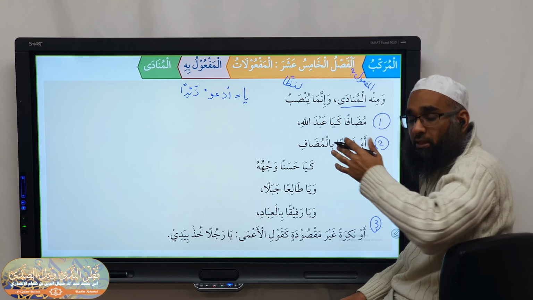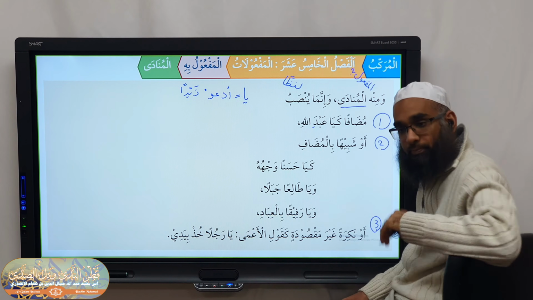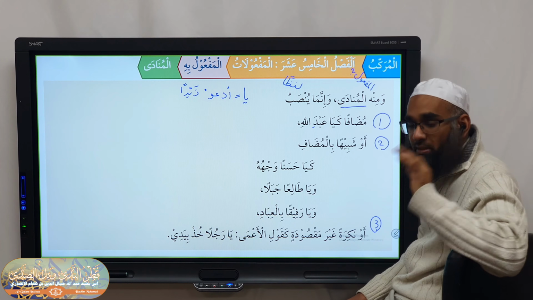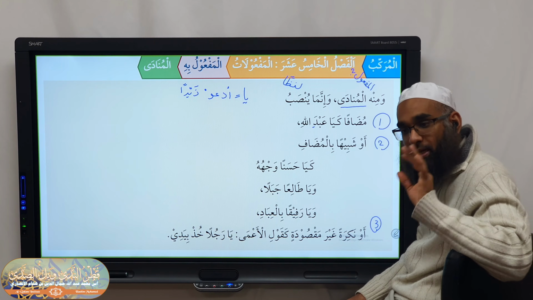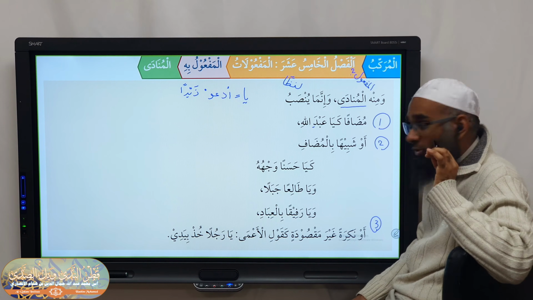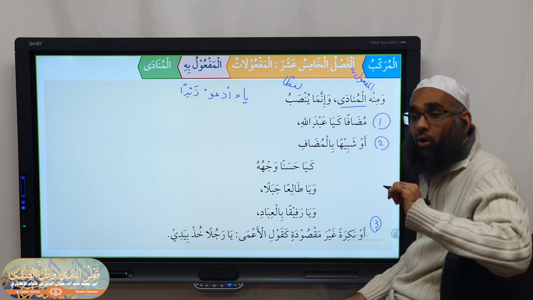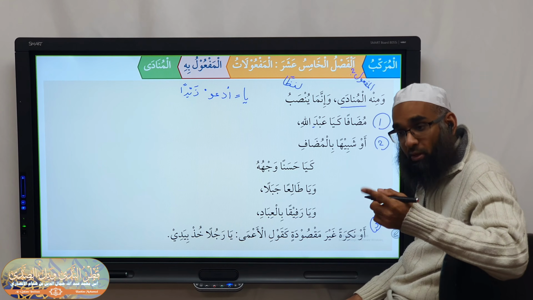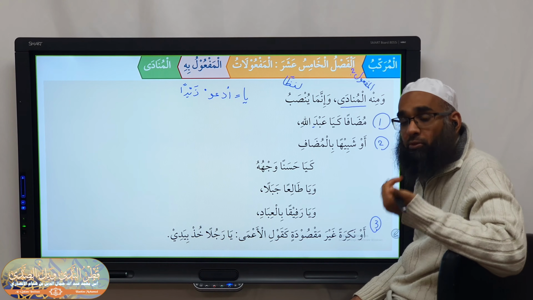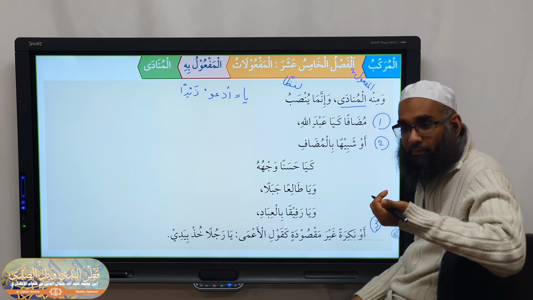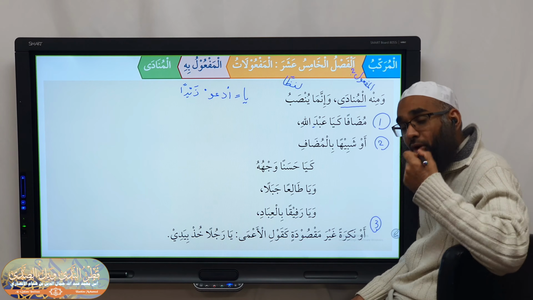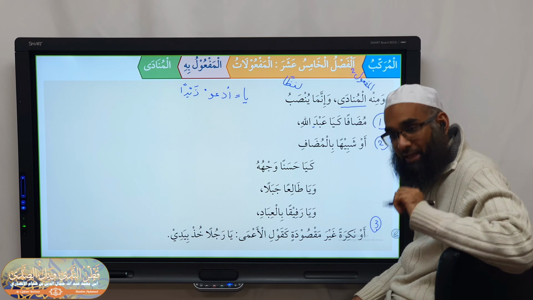Lafzan. So, Ya Abdullah, Abda becomes what? Mansub. Aw shabihan bil mudaf. If it is what? Shabih bil mudaf. What is it by like mudaf? We have done awamil before. What makes a mudaf ilayhi majroor? What's the amil? So the mudaf is an amil. It governs the mudaf ilayh.